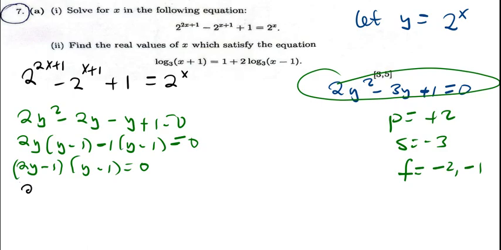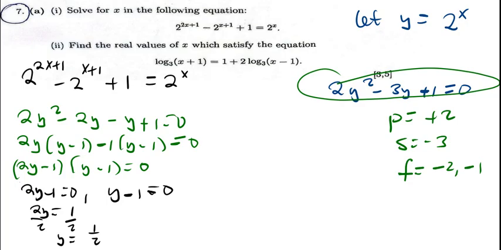So we have 2y minus 1 equal to 0, y minus 1 equal to 0. Shift 1 to the other side, 2y will be equal to 1, divided by 2 by 2, y will be equal to 1 half. Again, y will be equal to 1. We have these two answers. But we want to find the value of x. We want to solve for x, and this is just y. So how can we find the value of x?